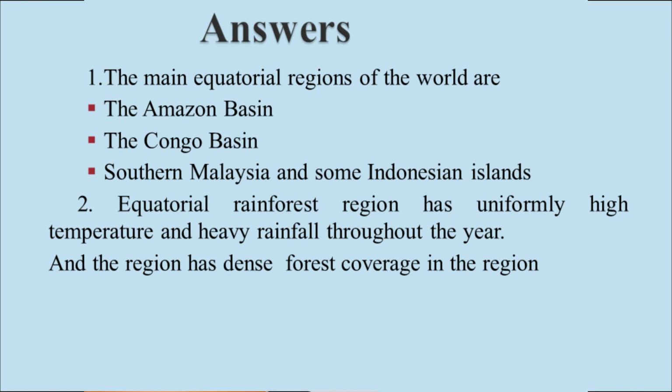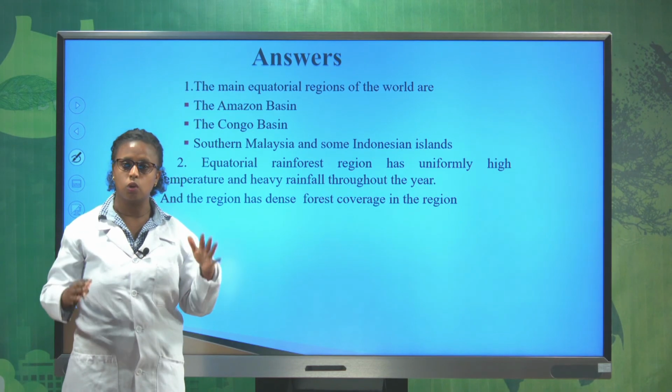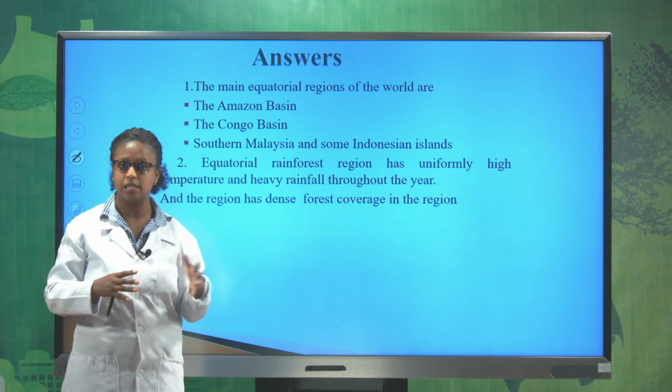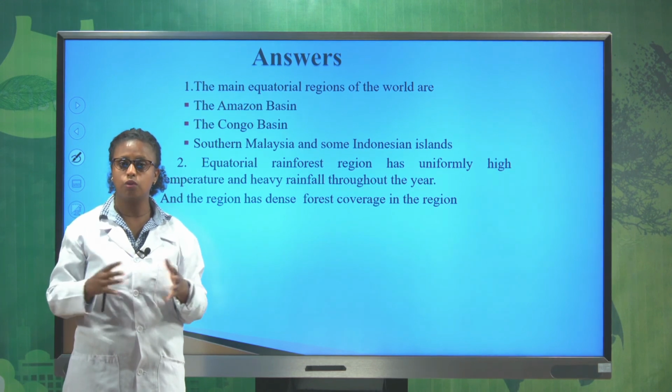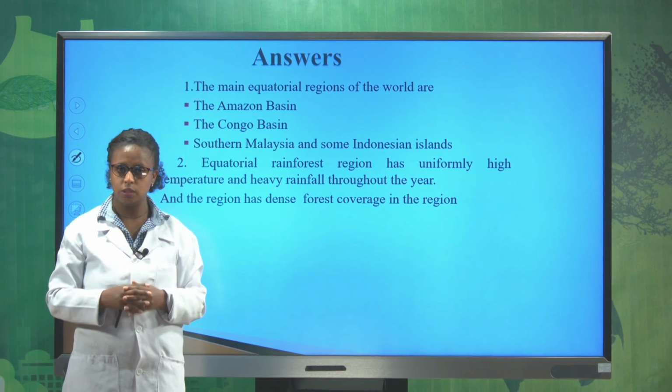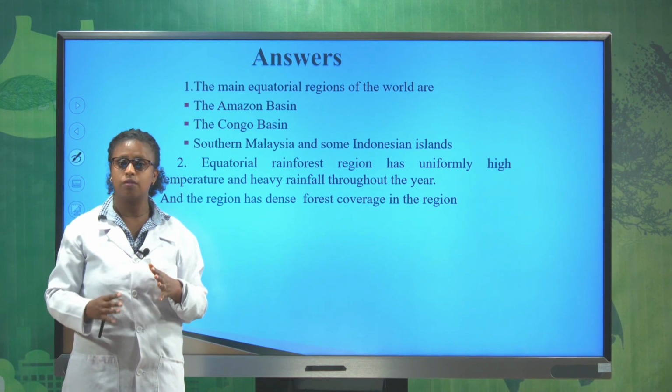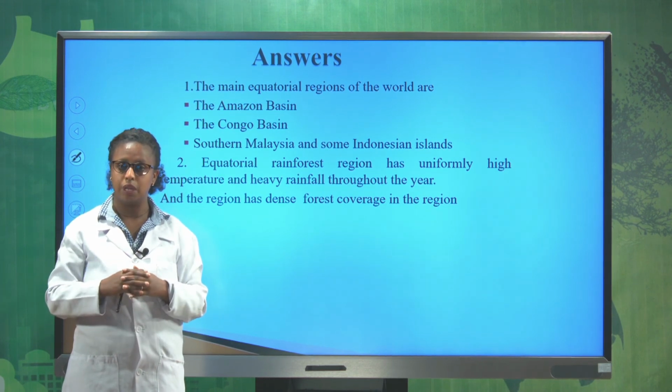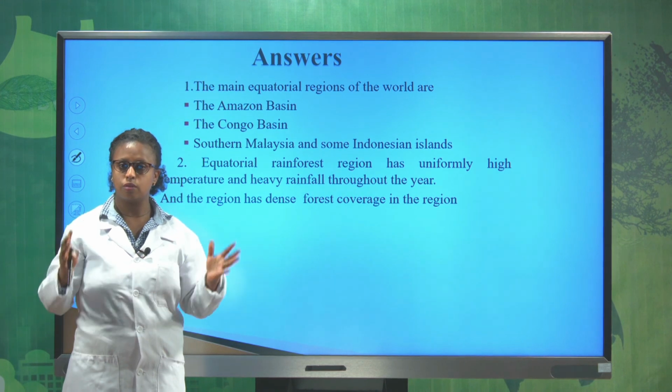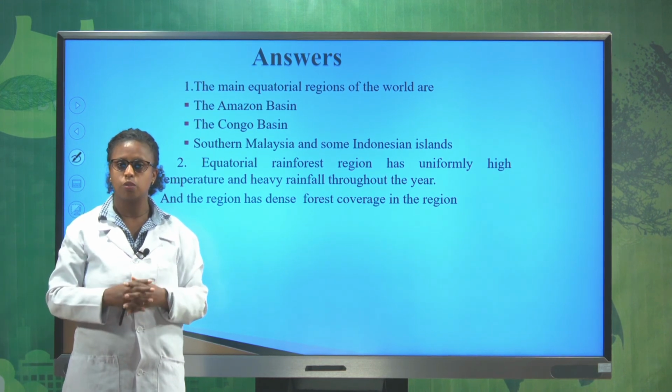We have seen also the climate of the region. The region has a uniformly high amount of rainfall and temperature throughout the year. The mean annual temperature is about 27 degrees Celsius. This makes the range between the hottest and the coldest narrow, less than 3 degrees Celsius. The amount of rainfall is also high in the region, between 1,500 and 2,500 millimeters. The type of rainfall in the region is convectional rainfall.